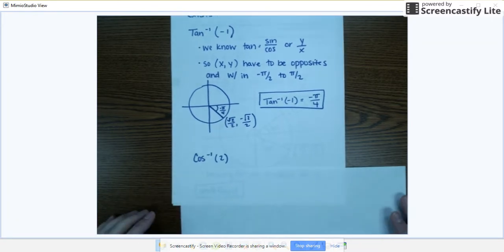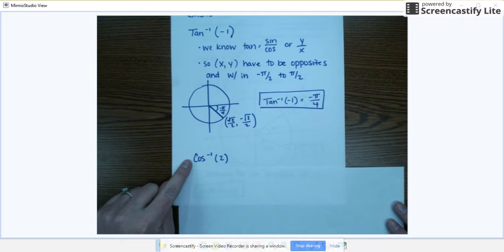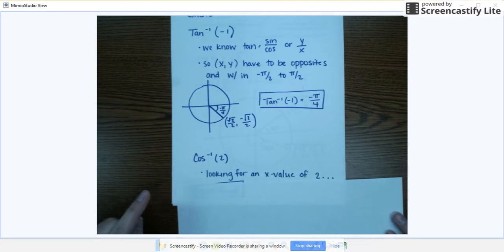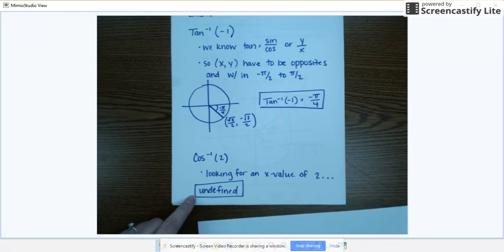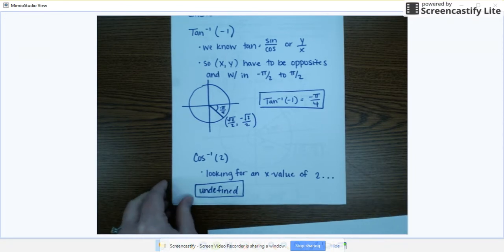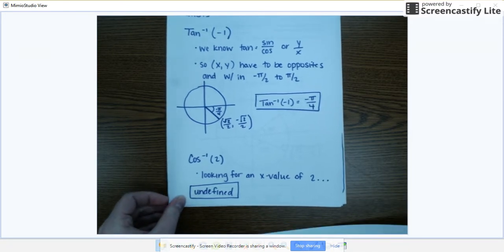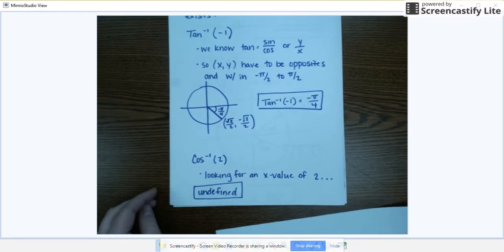Okay, inverse cosine of 2 means we're looking on our unit circle. Cosine correlates to an x value. So we're looking on our unit circle for an x value of 2. If you look around, the largest your x value will ever get is 1. Therefore, this is undefined. Your cosine and your sine will never get larger than 1 or smaller than -1. So this one is undefined.